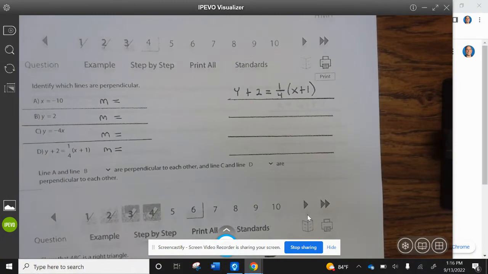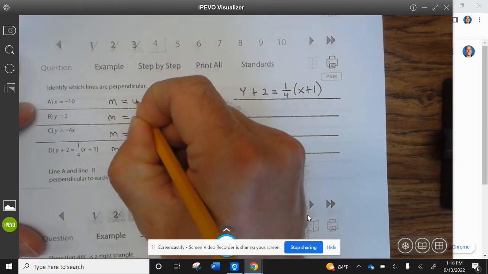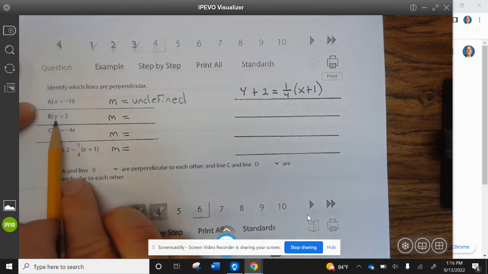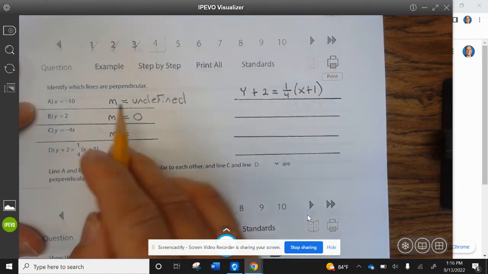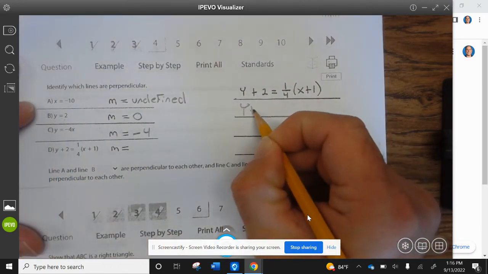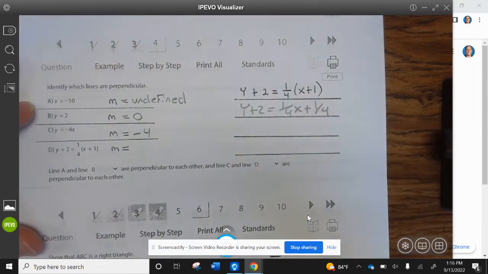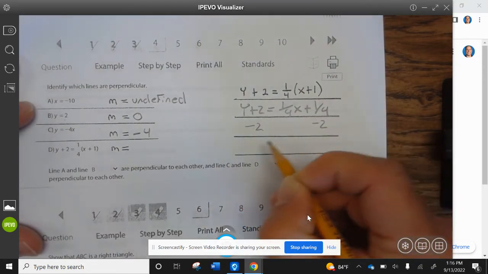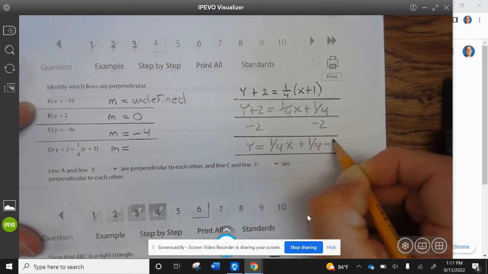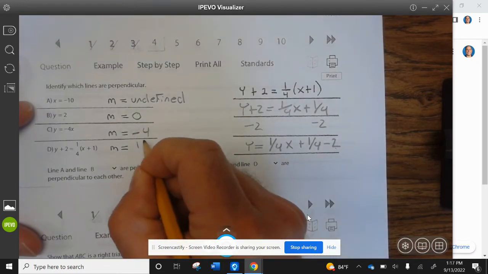All right, identify which lines are perpendicular. Okay, to do that, we're going to find the slope. If it's x equals, the slope is undefined. If there's no x, the slope is 0. The slope here is -4. Here we need to solve for y to find the slope. So we have y plus 2 equals 1/4 x plus 1/4. We're going to subtract 2 from both sides. Get y equals 1/4 x plus 1/4 minus 2. Now, this needs to be reduced, but we don't care about it. We care about the number in front of x, so the slope is 1/4.